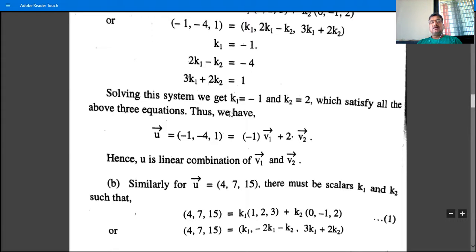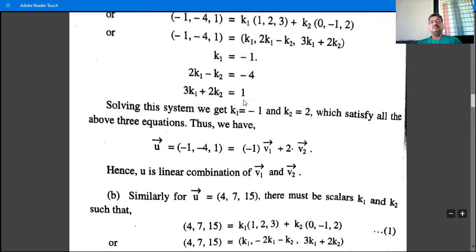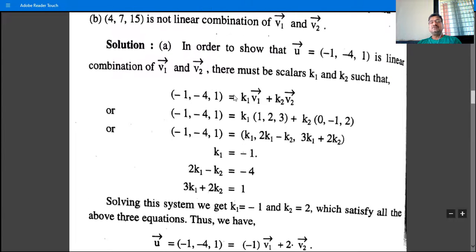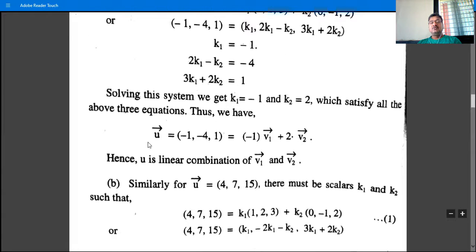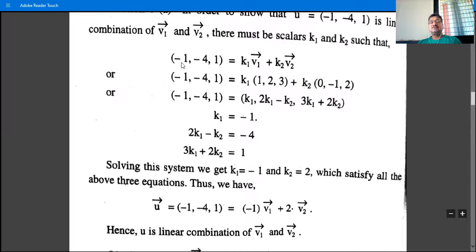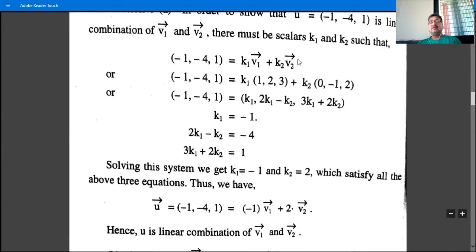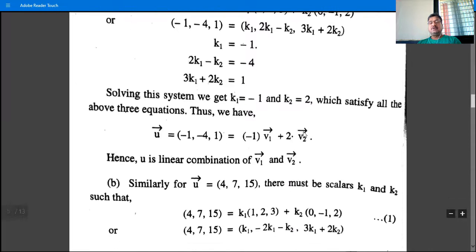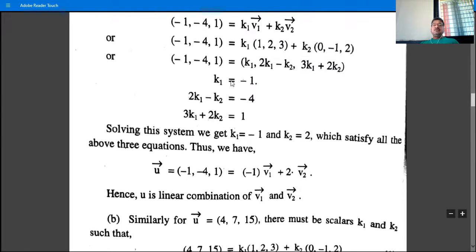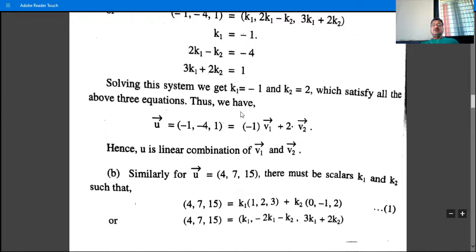Then we have these values of K1 and K2, and by substituting them, we have U bar, which is (1, -1, -4, 1), expressed as K1 equal to -1 times V1 plus K2 equal to 2 times V2. That is, U bar is a linear combination of V1 and V2. These coefficients K1 and K2 are -1 and 2. So we can solve this system by using the Gauss elimination method.